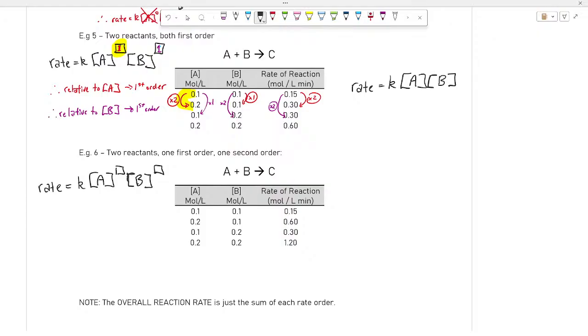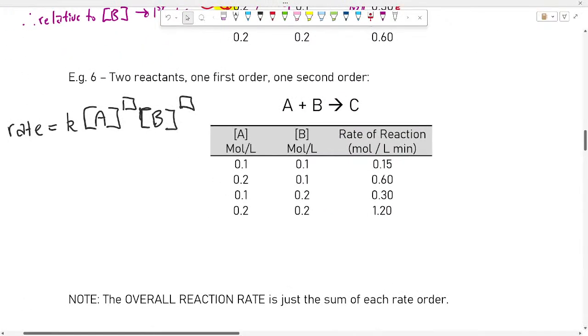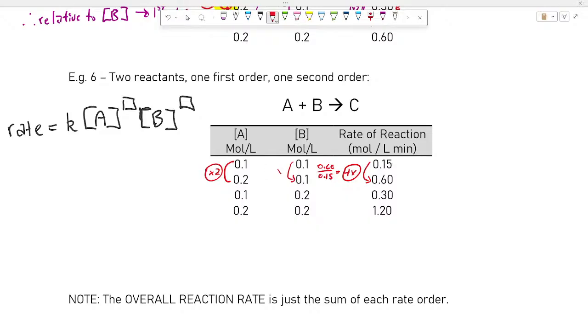All right, have we got this? All right, talk to me. What'd you do? Okay, so you did 0.60 divided by 0.15, and you got what? Okay, now, can we be sure that that is all about A? I think we can, but how can we be sure that that's all about A? What did they do to B here? Yeah, they did nothing, right? Okay, so obviously doubling A is causing a 4 times change in the rate. So what did you conclude from that?